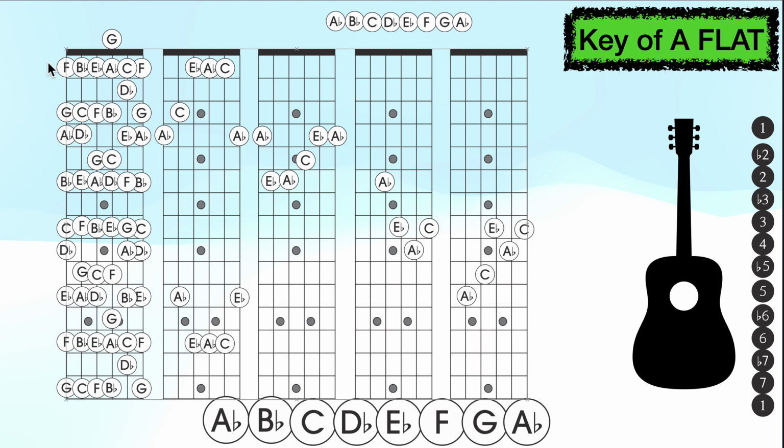A flat would be the key to put a capo on the first fret and then play what looks like G, C, and D. So if you're going to capo this fret right here, you've got your G, and then if you were to play what looks like a C chord, you're going to be playing the D flat chord. And then if you play what looks like the D chord, you're going to be playing the E flat chord right here.